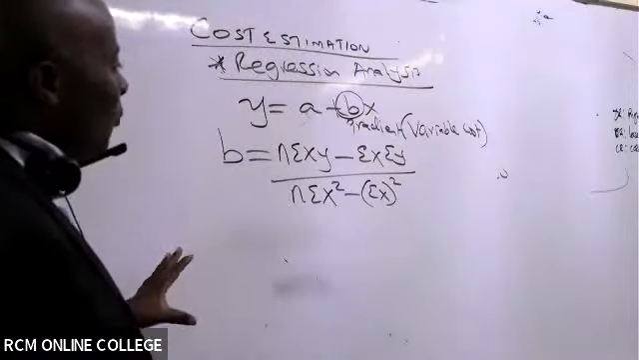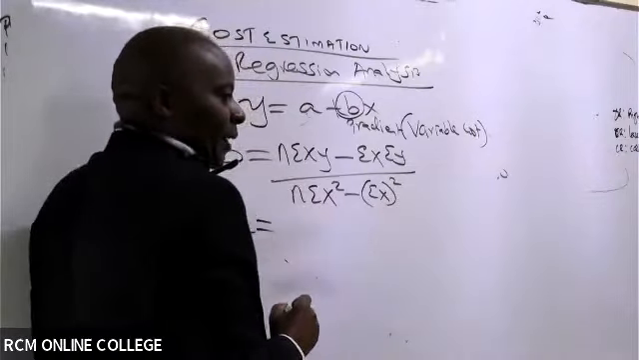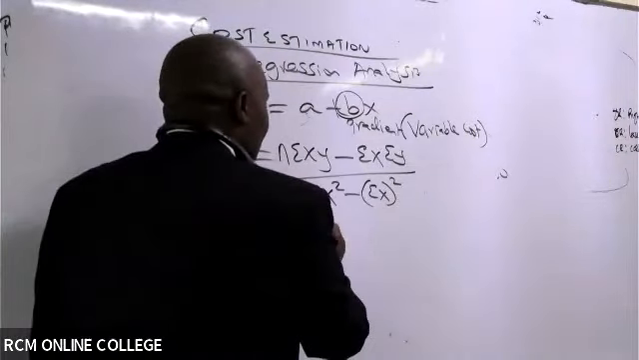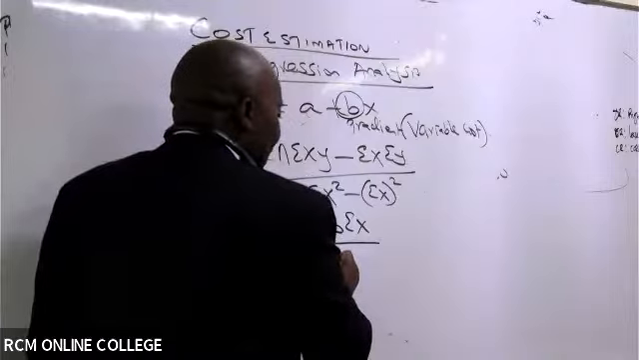So that is the formula for getting B. How do we get A? A, very easy. We talk of sum of y minus b, sum of x, everything you divide by n.